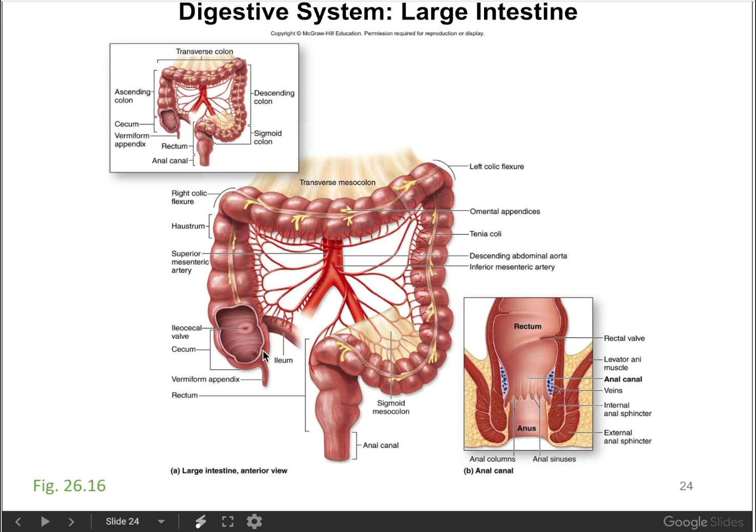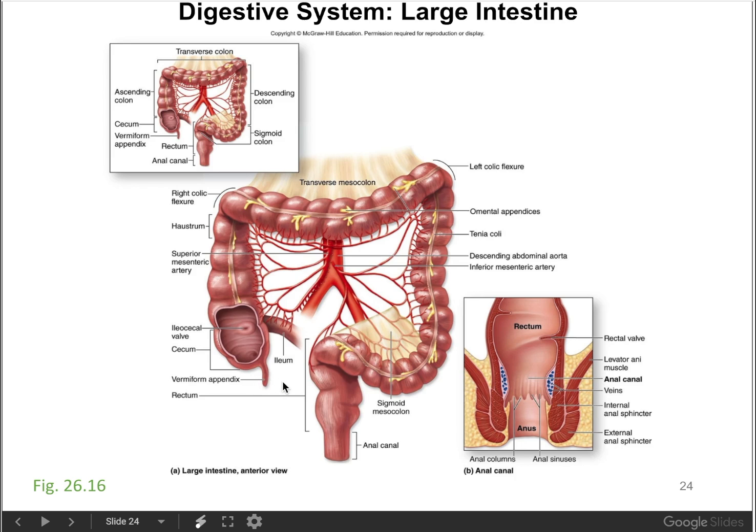This is going to travel up, across, down the left side, and then it's going to form this S curve and then empty through the rectum and the anus. So that's the direction that contents are going to travel: up the right side, across to the left, and then down the left side. Sometimes you can tell that your appendix is going bad if you have lower right quadrant pain, because that's where this vermiform appendix is.